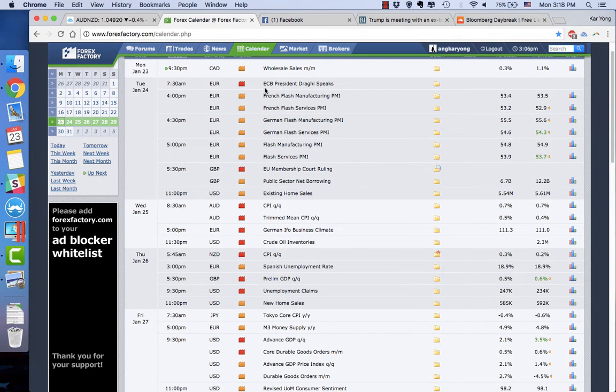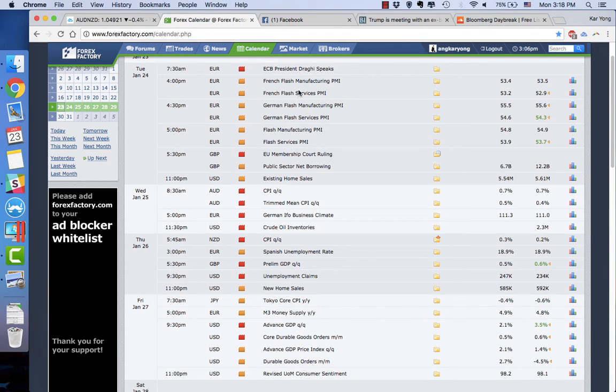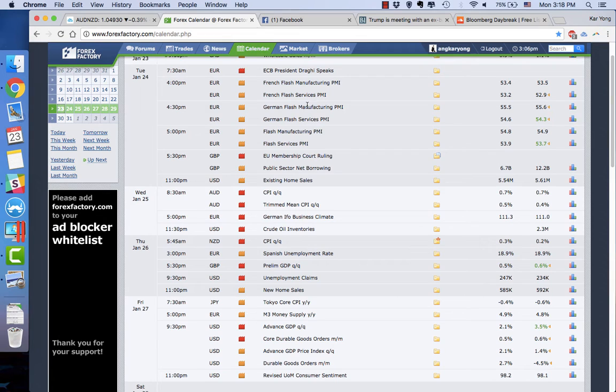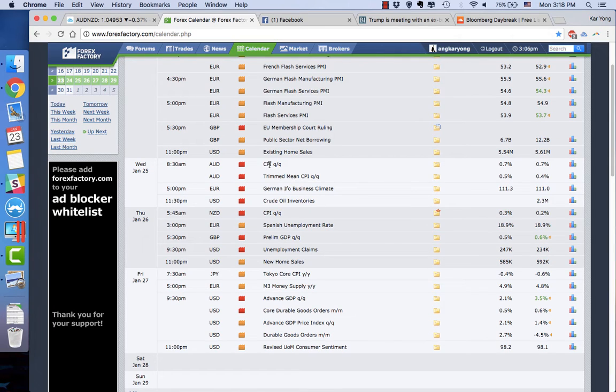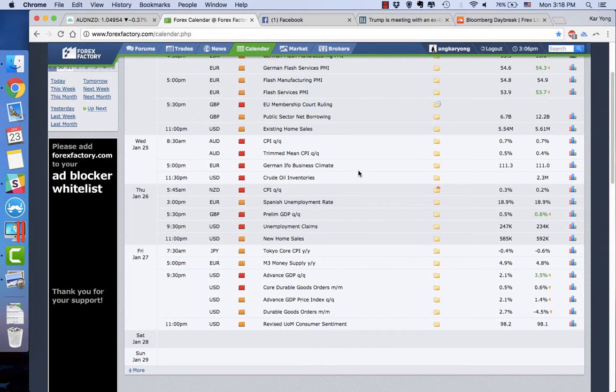Tomorrow will be on the Euro, ECB, as well as the UK EU membership court ruling. This will be interesting. You also have some minor news from the Eurozone, in terms of PMIs and such. So tomorrow the focus will be on the Euro. Wednesday the focus will be on the Aussie, with CPI quarter to quarter as well as the trimmed mean CPI, coming in slightly in expectation with the previous data. Whether it's positive or negative is going to impact the market movement. So Wednesday, focus on the Australian dollar.